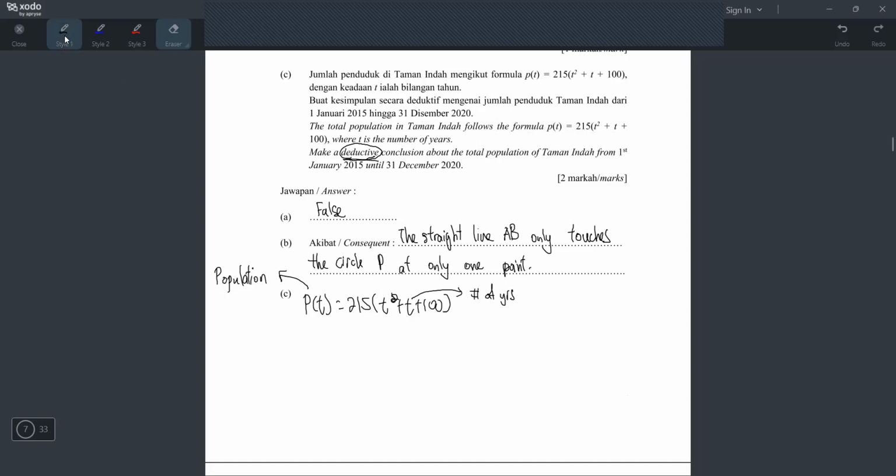Okay, so let's padam yang ni. Okay, kita guna formula ni sekarang. Okay, kita guna formula untuk cari apa? Make a deductive conclusion about total population from 1st January 2015 at 31 December.